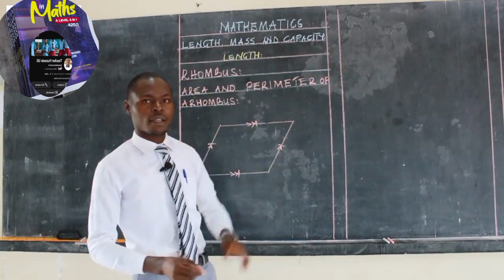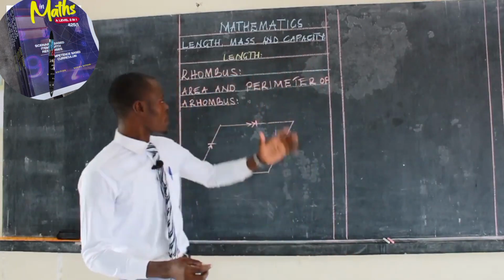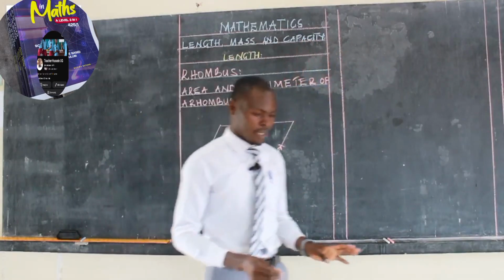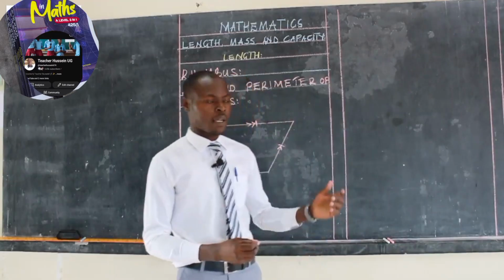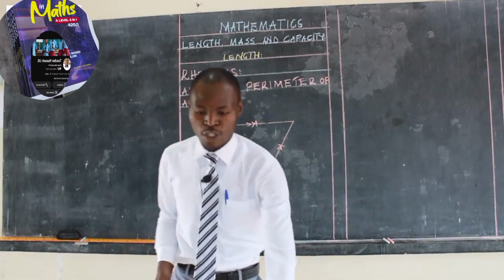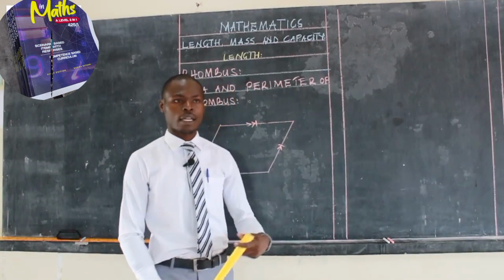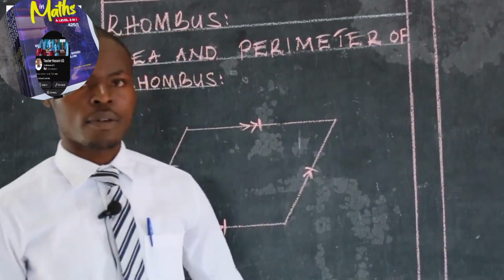The lesson of the day is mathematics. In particular, we're going to look at length, mass, and capacity. Length in particular is still quite long because we look at the length of various polygons. In this case, we're only looking at quadrilaterals.